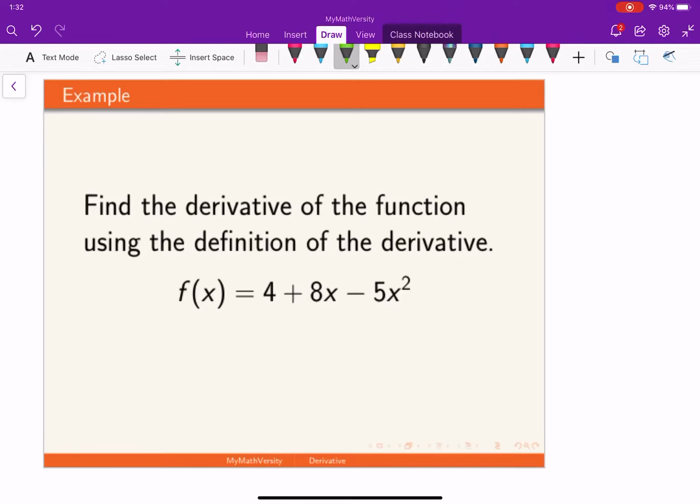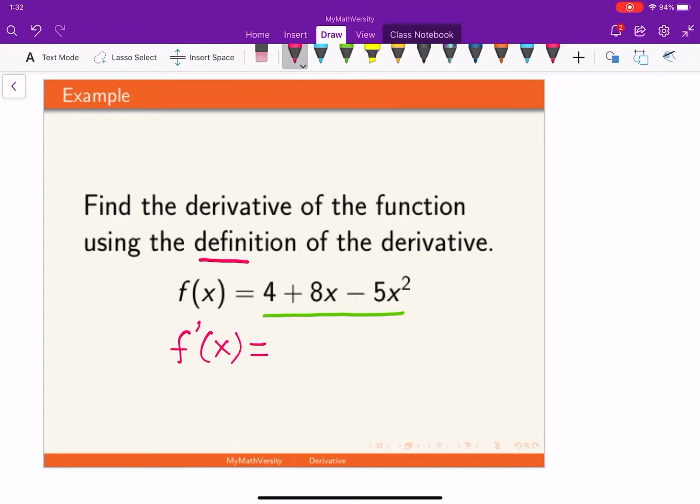In this example, we need to find the derivative of the given function 4 plus 8x minus 5x squared, but using the definition of the derivative. So let's try to do that. Here, as you understand, the question is actually just to find the derivative of this function. That means find f prime of x, right?